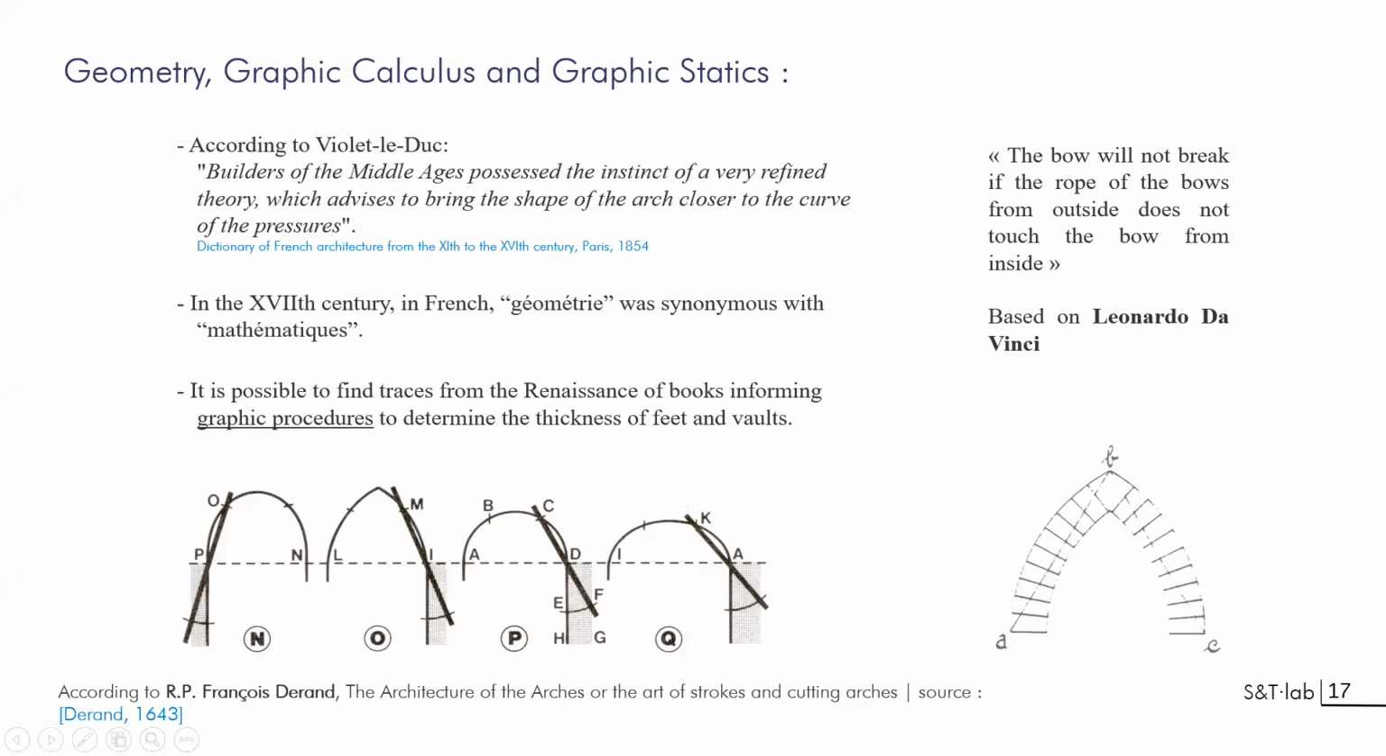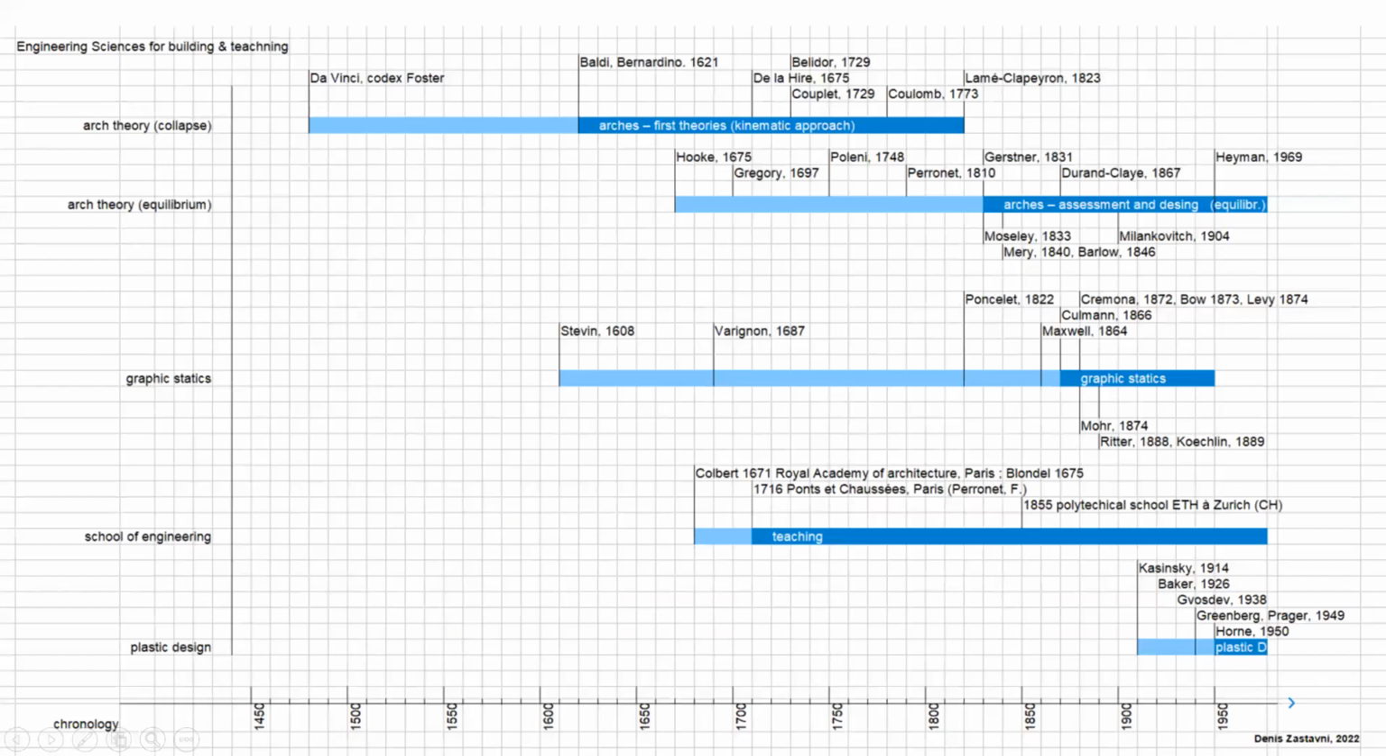Moving from this, if you look at the timelines, you can see that there are developments that are specific to the two lines about arch theory that will be connected to graphic statics. You will see here in the third timeline the development of graphic statics. You can make a link with what will be taught in engineering school and architectural school. And at the end, there's a link with plastic design that will be established later.